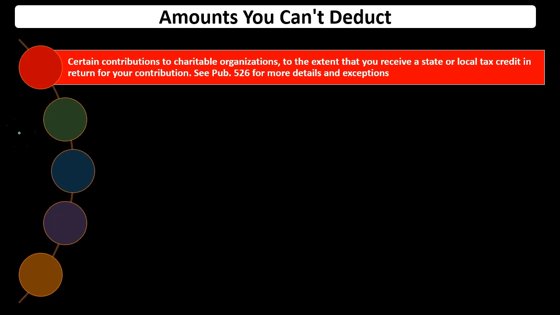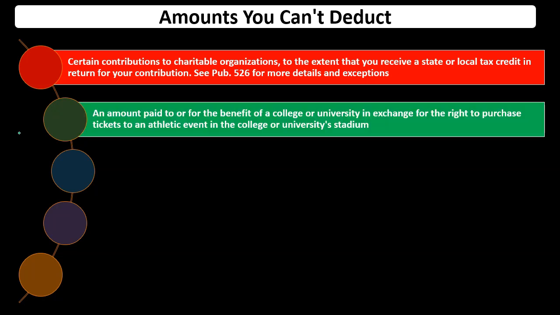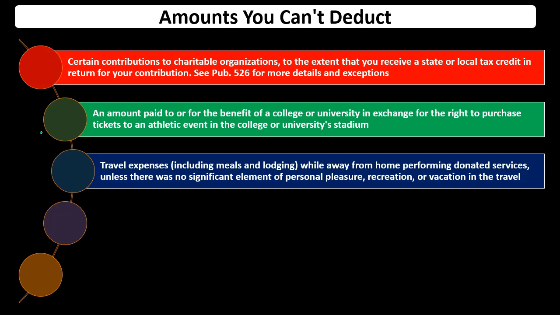Certain contributions to charitable organizations to the extent that you received a state or local tax credit in return for your contribution. So you can see publication 526 for more details here. An amount paid to or for the benefit of a college or university in exchange for the right to purchase tickets to an athletic event in the college or university's stadium. Obviously, that's a barter situation. It's not really a gift because there's been some type of exchange there.